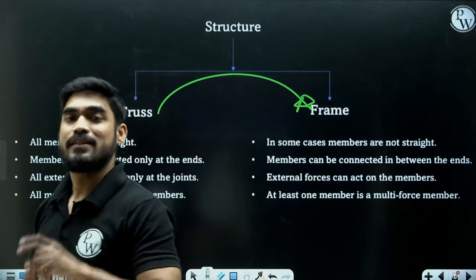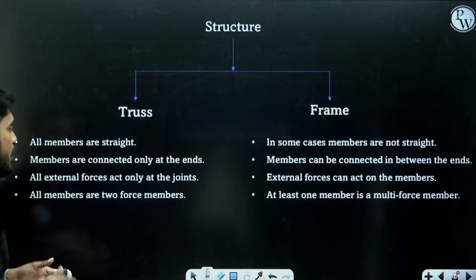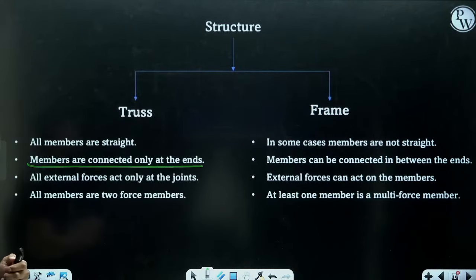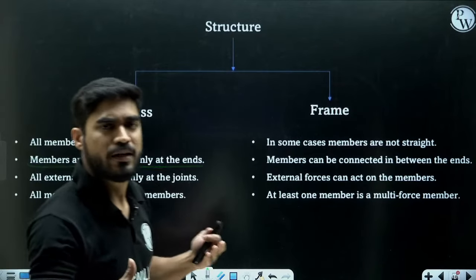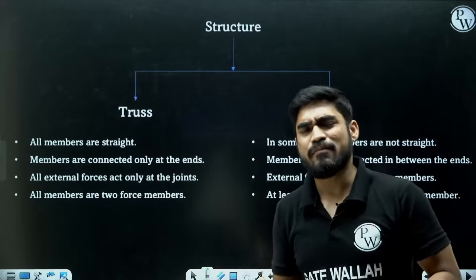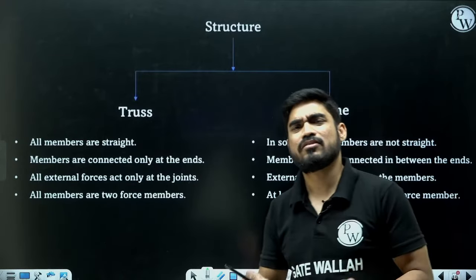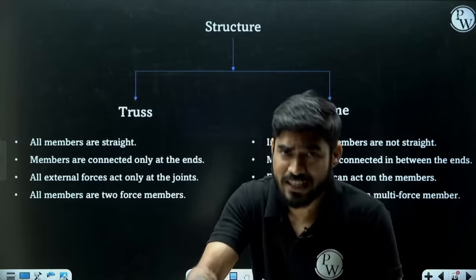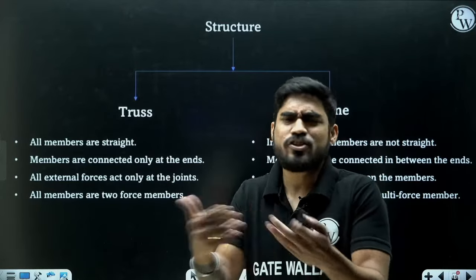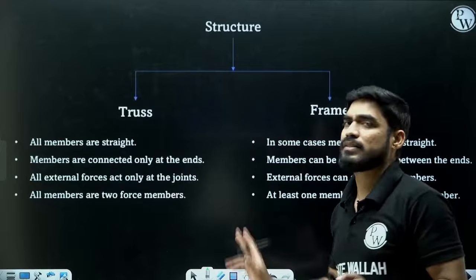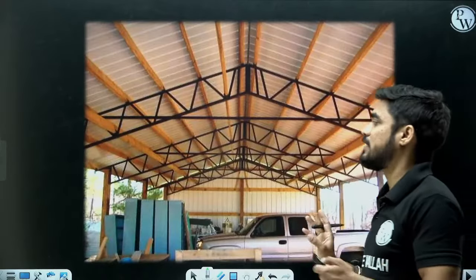Okay. Second difference. In case of truss, members are connected only at the ends. What do I mean by this? See, we are joining different members in order to make a structure, right? So we are connecting them using bolts, rivets. In some cases, we even weld the members. Whatever the joining process is, in trusses, all the members are connected only at the ends.